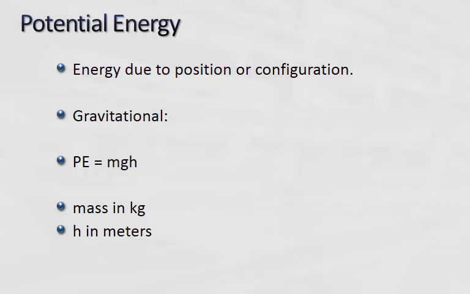Potential energy is energy due to position or configuration, and gravitational potential energy is mgh, mass in kilograms, height in meters, and we use g of 9.8 on Earth for the potential energy. And if, let's say, we had an object on the moon, we'd have a different acceleration due to gravity, and that would just replace g there.